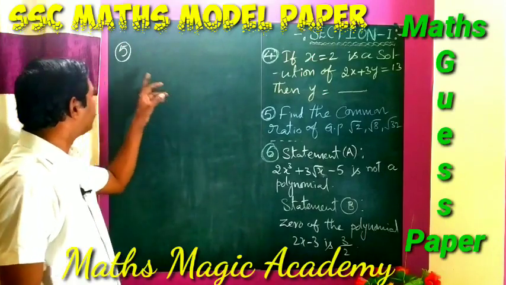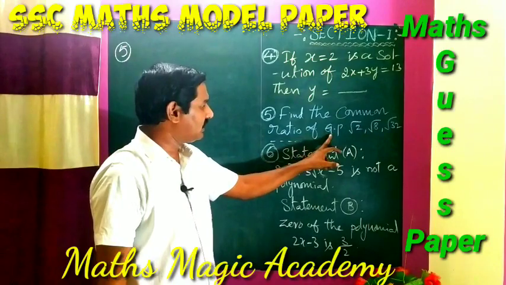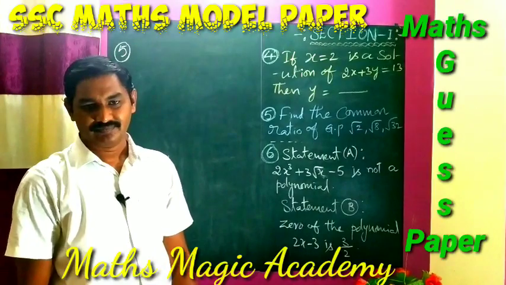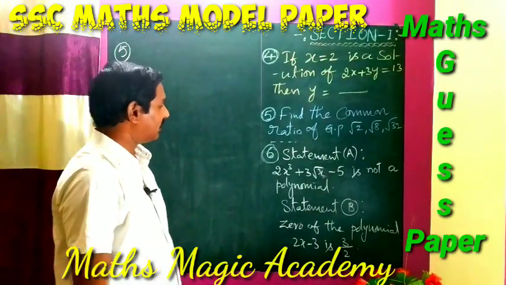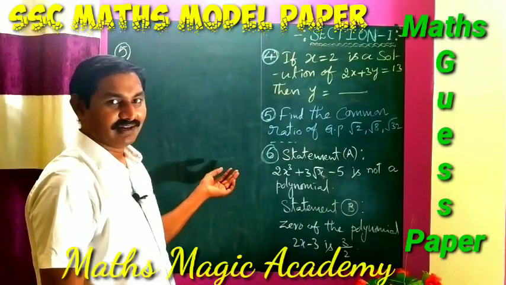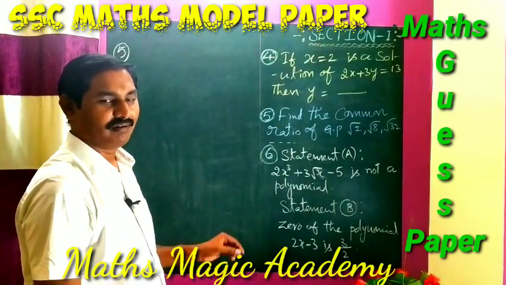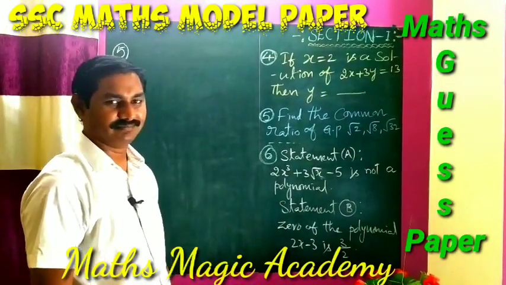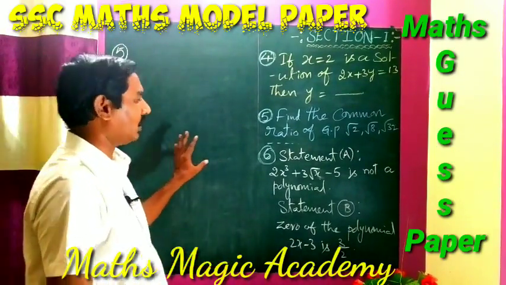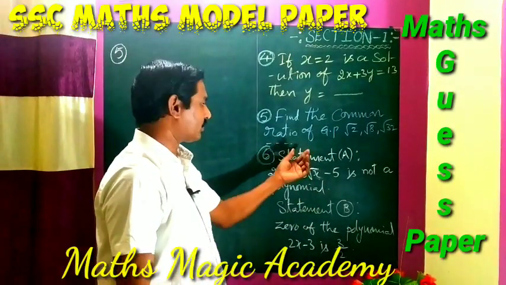Next we will go for question number 5. What is question number 5? Find the common ratio of GP, root 2, root 8, root 32 and so on. In the previous problem we discussed that log 10, log 100, log 1000 and so on are in arithmetic progression. In the third question only we discussed it like that. In that I explained what is the arithmetic progression, what is the geometric progression.